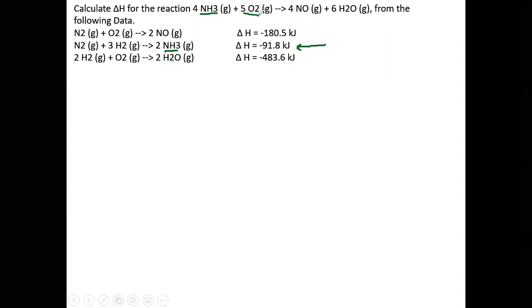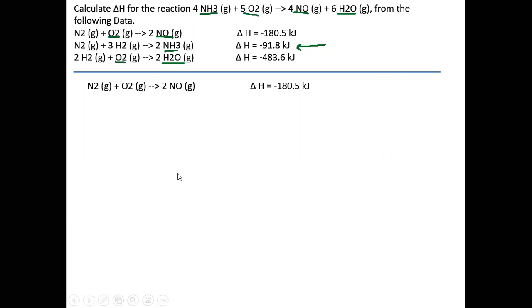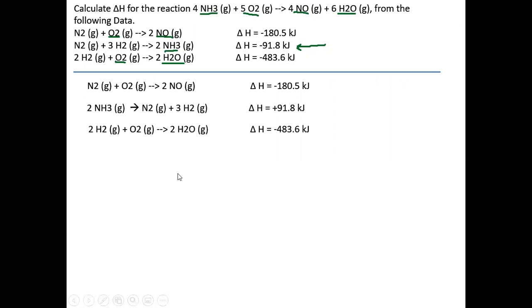O2 is a reactant. In the equations involving O2, they are reactants. NO is a product. The equation with NO in it is a product. And then H2O is a product. In the equation with H2O, it's a product. So the only equation we have to flip is the second equation. And when we flip it, notice that the sign of delta H has changed.